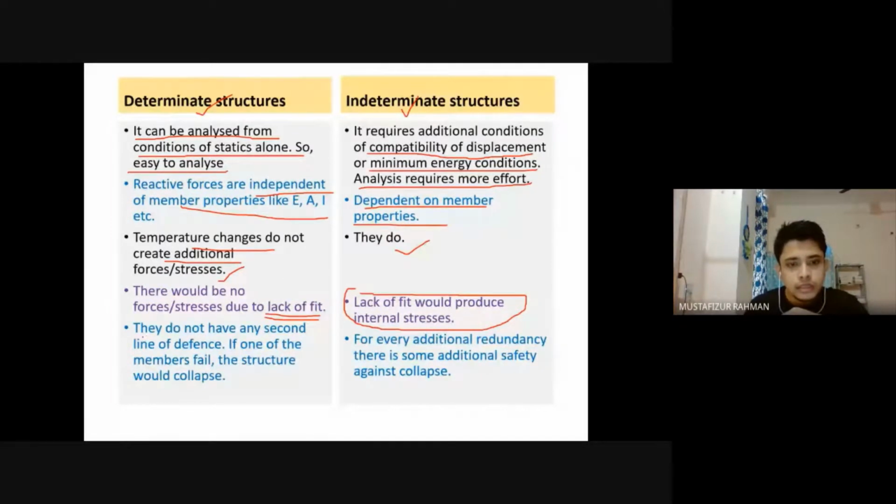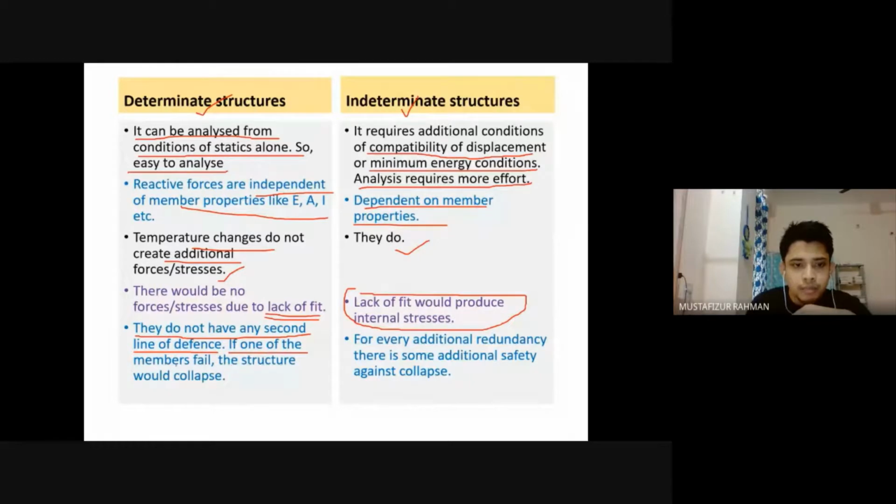Now, they do not have any second line of defense. We already have discussed that the statically determinate condition is the minimum required condition for a balanced structure. For the structure to be stable, the minimum required condition is the statically determinate condition. If the number of members is less than that, then it is going to be unstable. So they do not have any second line of defense. That is what they are saying.